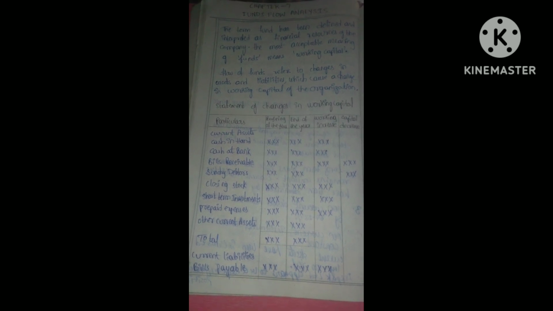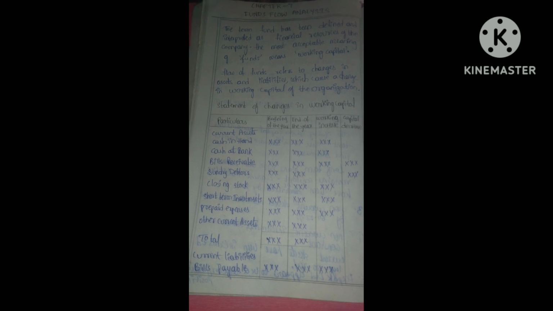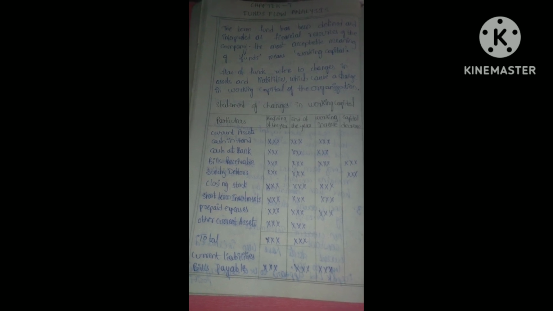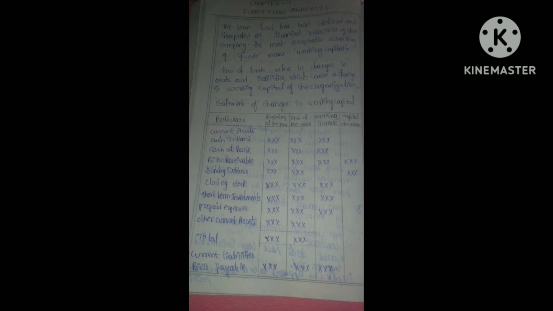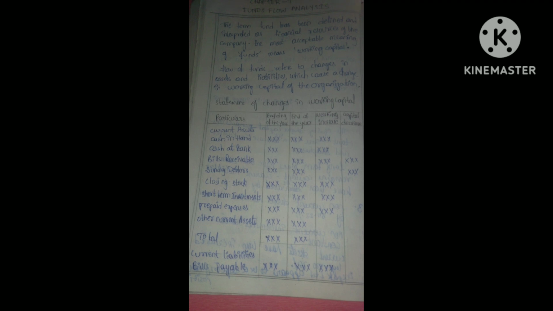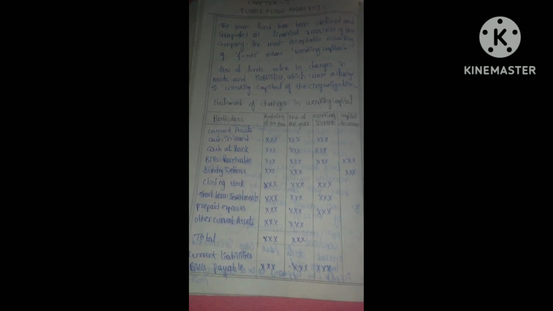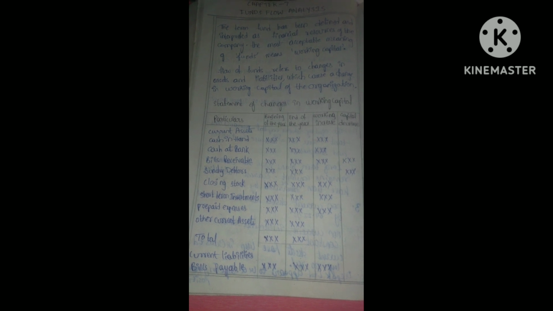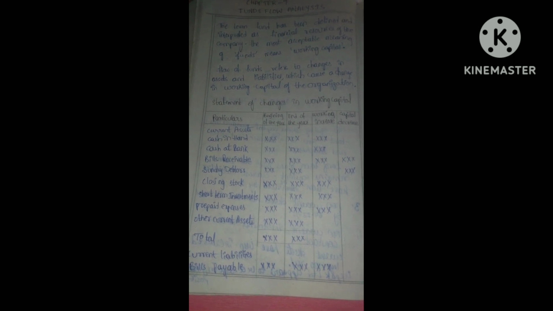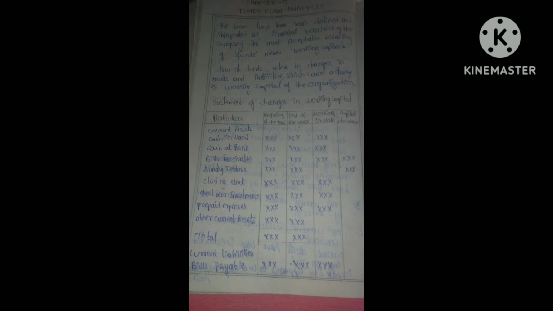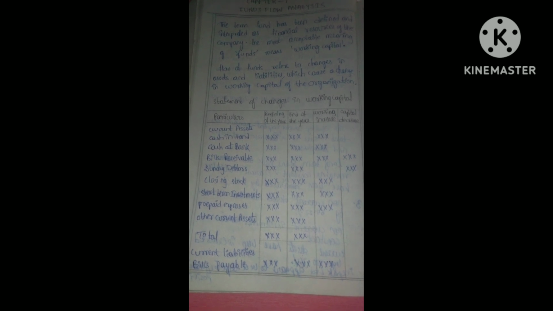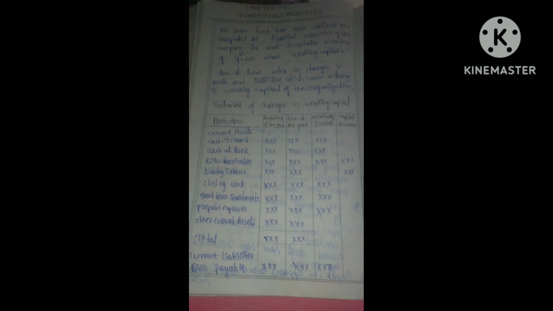Okay guys, now let us see the pro forma. First, the statement of changes in working capital. Particulars, beginning of the year, end of the year, increase in working capital and decrease in working capital. We have to know the simple rule here: whenever current assets increase, there is an increase in working capital, and whenever current assets decrease, there is a decrease in working capital. Whenever there is an increase in current liabilities, there is a decrease in working capital, and whenever current liabilities decrease, there is an increase in working capital.